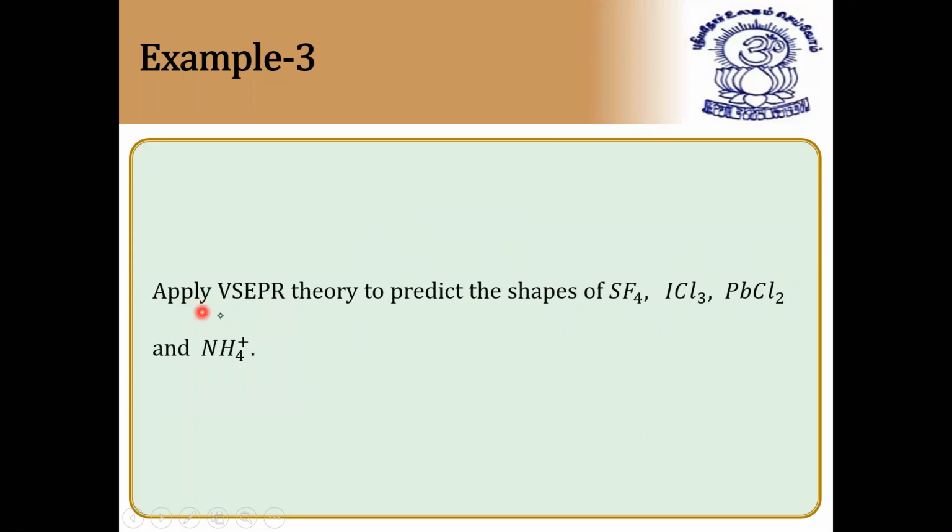So next question. Again, it comes: apply VSEPR theory to predict the shapes of SF4, ICl3, PbCl4 and NH4+. After finishing valence shell electron pair theory, we'll discuss these shapes. So meanwhile, we'll not discuss these shapes now because this question has suddenly come here. So I hope it is clear. Now I'm ending this session.